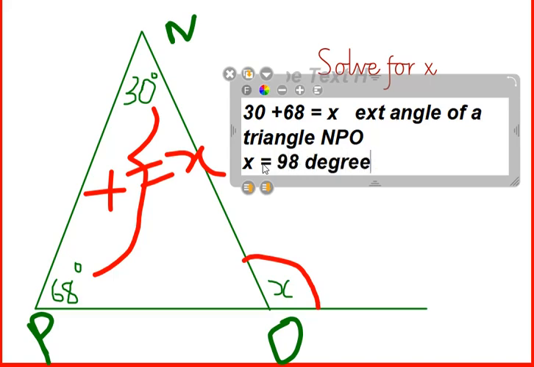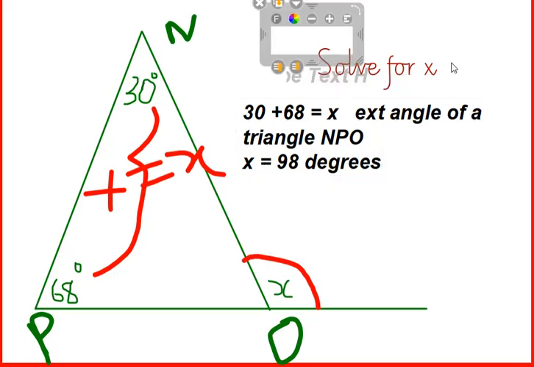98 degrees. And if you haven't watched the video on exterior angles of a triangle, please go and watch it. It's in the same playlist, the Euclidean Geometry playlist on our channel. Let's move on to the next question. We've already answered the question. It says solve for x, and x is an exterior angle of triangle NPO.